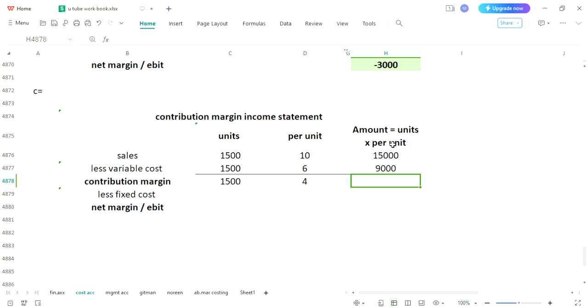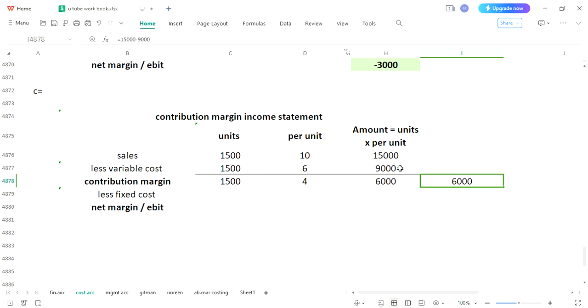There are two options with which you can calculate contribution margin. First option, simple: you multiply units and per unit. So the total number of units for contribution margin was 1500 and the per unit contribution margin was 4. This way you have calculated your contribution margin. Second option, since contribution margin is the difference between sale and variable cost, here the total amount of sale was 15,000 and you need to subtract the total amount of variable cost, which is 9,000. So you have got your contribution margin as 6,000. The same amount you have calculated with two options.